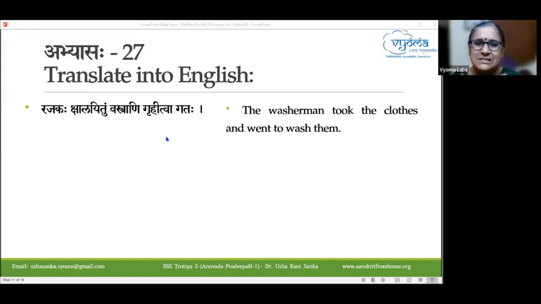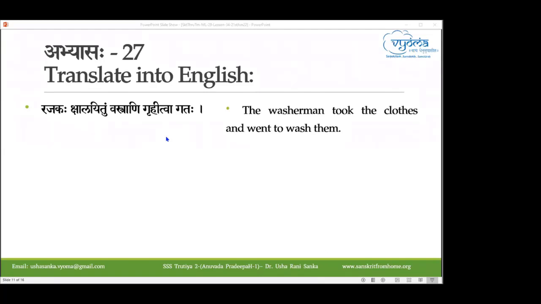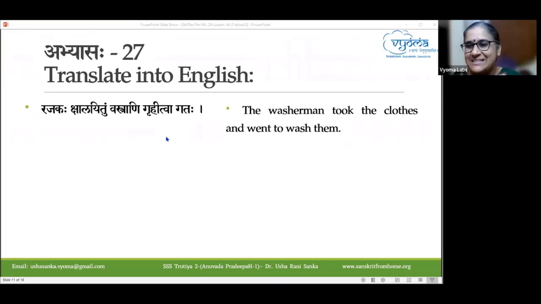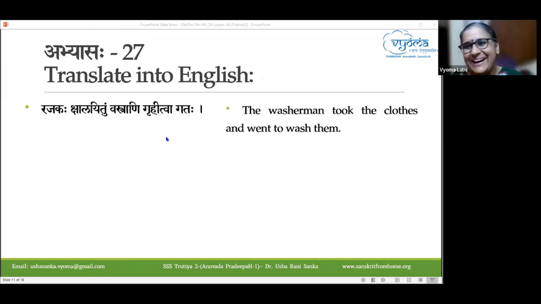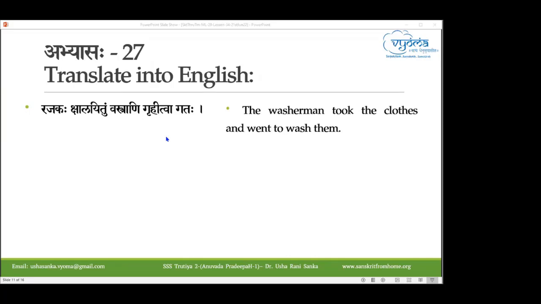Yeah. "To wash" is not correct, "went to wash" doesn't look correct. I did it like this: having taken the clothes to wash, went. Like that it will come. Ma'am, can I say, having taken the wash clothes? No, having taken the wash clothes. Bhagini, how about the washerman went after collecting clothes meant for washing? Yeah, that's what, went for washing.